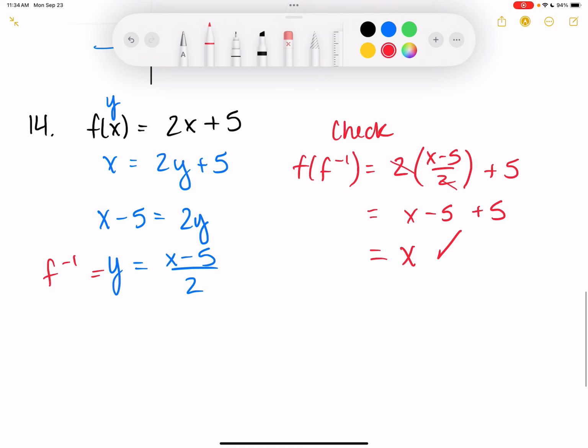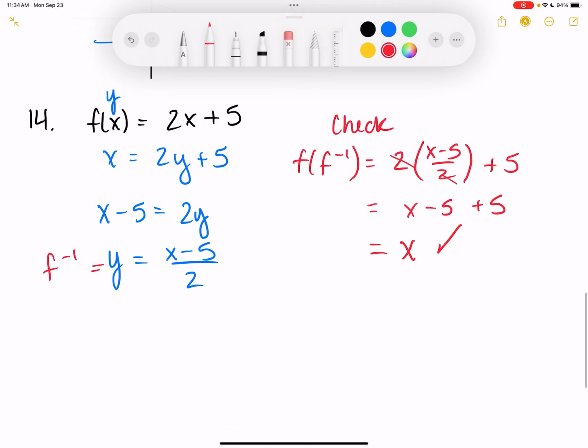Now, some of them are easier to check than others. That was an easy check. Some of them are a little more difficult, but you can always check with that method, or I can do it the opposite. I could have plugged 2x plus 5 in up here and then done it that way as well. It'll work both ways.